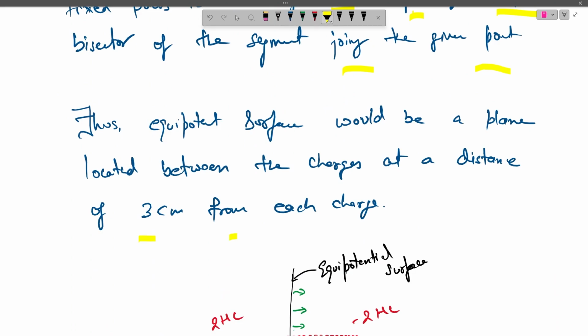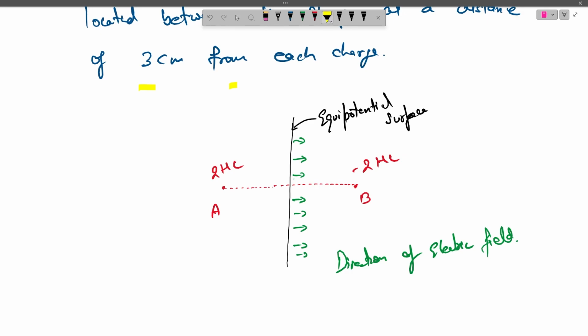The electric field at every point on the equipotential surface is directed perpendicular to the surface, pointing from positive charge of 2 microcoulomb to negative charge of minus 2 microcoulomb.